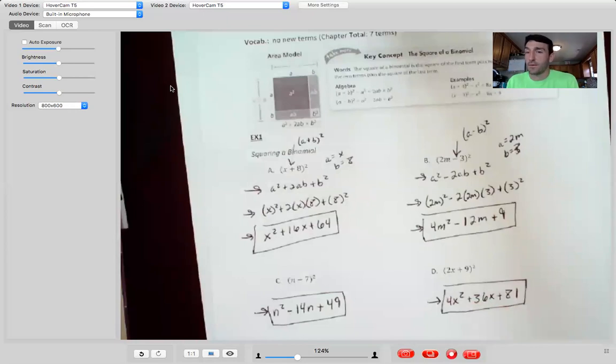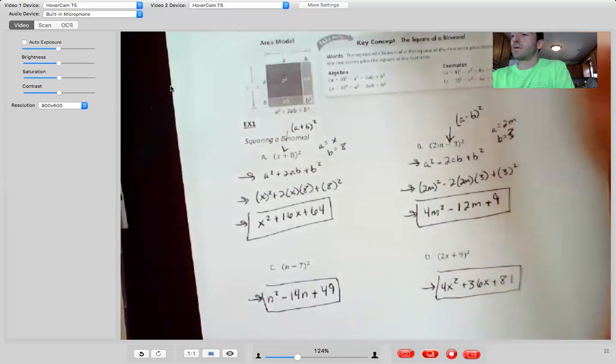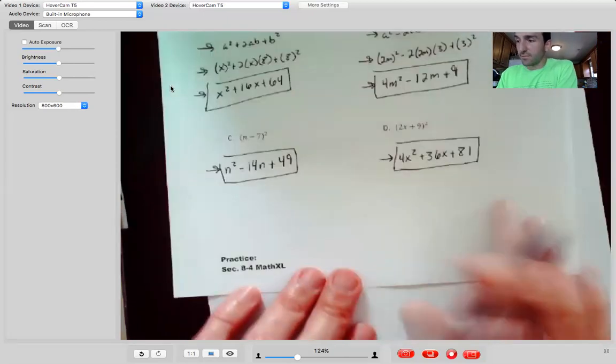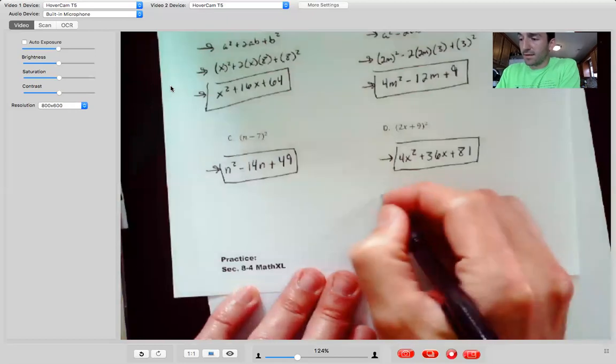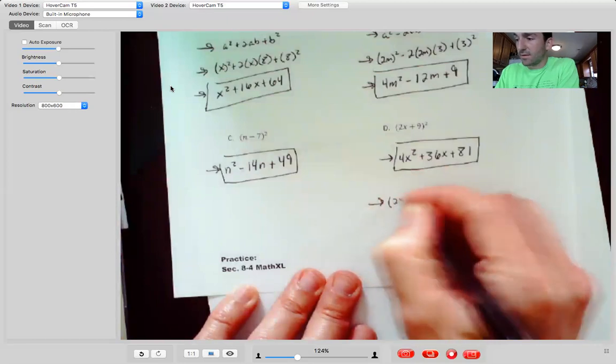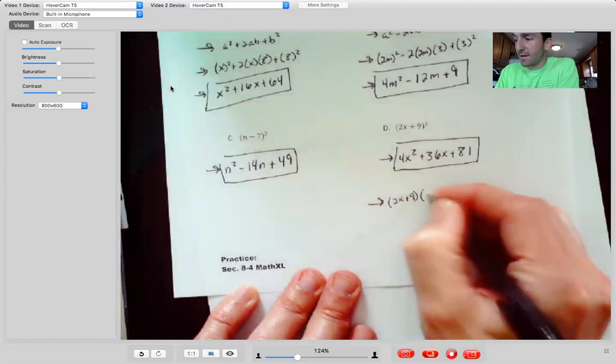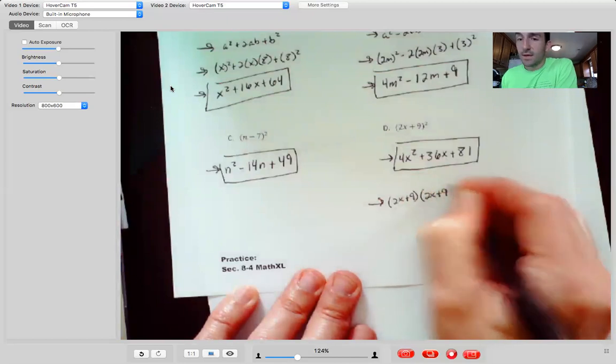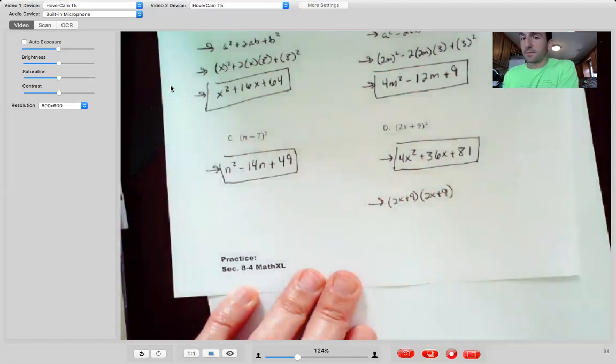Now, it is worth mentioning here, if you were taking a test or a quiz, or you just forgot how to use this shortcut, because a lot of people will, at the end of the day, you can always just multiply this out. So kind of another way to think about this, just redo that same problem in a different way. And again, if I forgot the shortcut, I can always just say, okay, that's the same thing as 2x plus 9 times 2x plus 9, and then use your distributive property or table or FOIL, whatever it is you like to use.